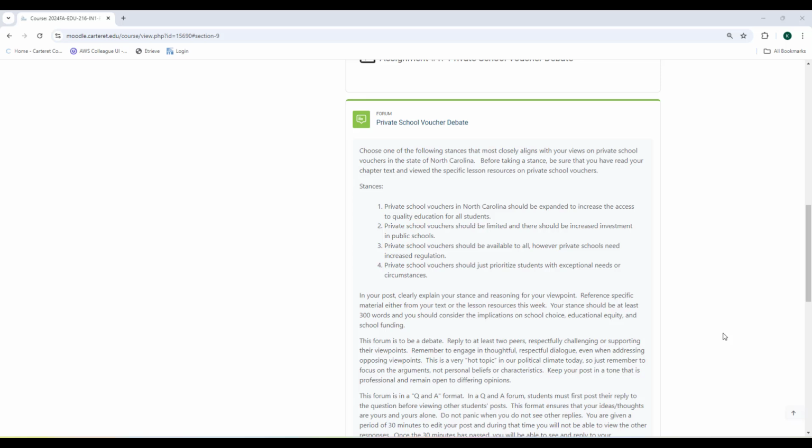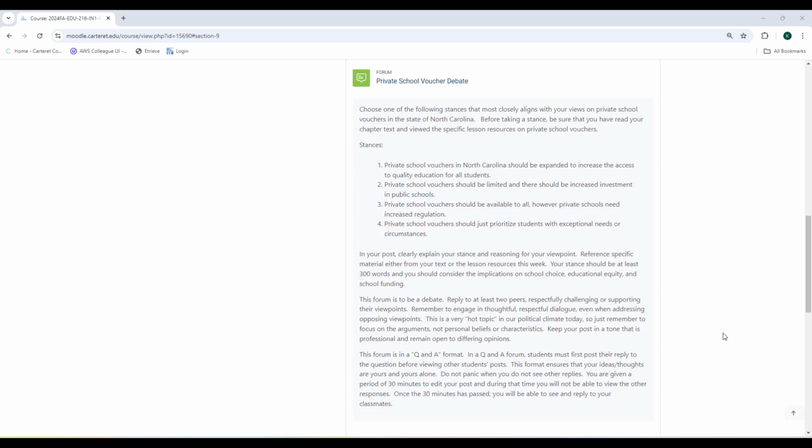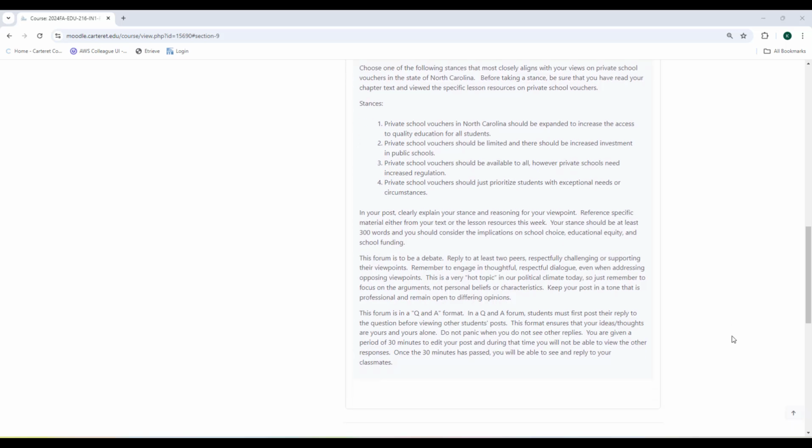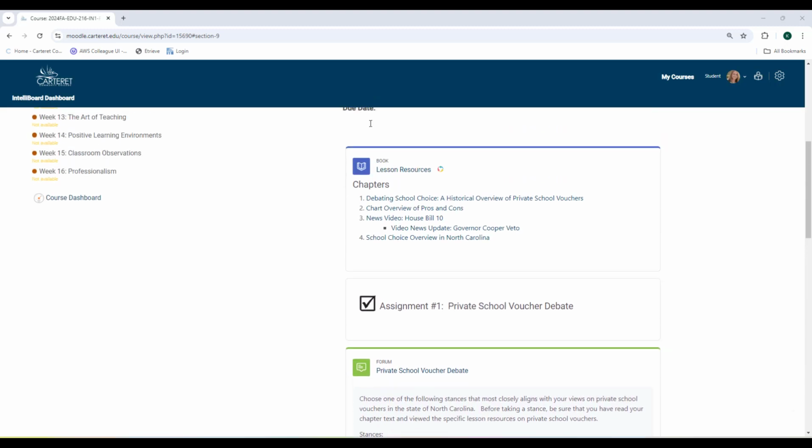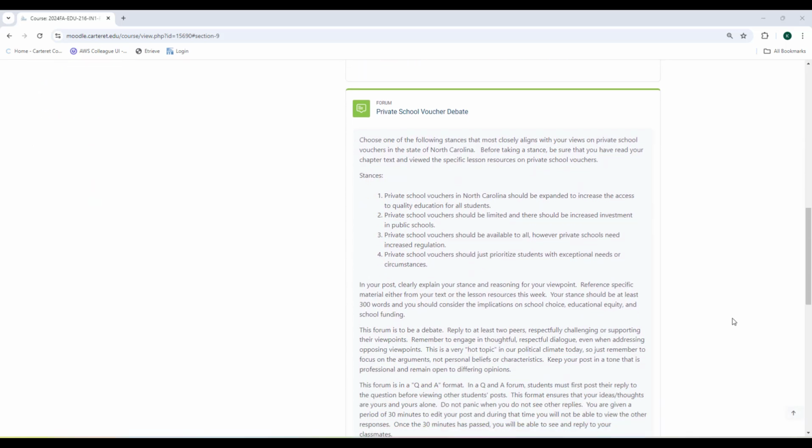I want you to first inform yourself about what's going on, make sure you read those lesson resources, and then you can see here there are 4 different stances that I've provided. Yes, there are probably others, but I want you to pick one of these 4 stances that most closely aligns with how you feel about private school vouchers. I want you to explain your stance, and I want you to cite specific material either from your textbook or, most likely, from the lesson resources this week.